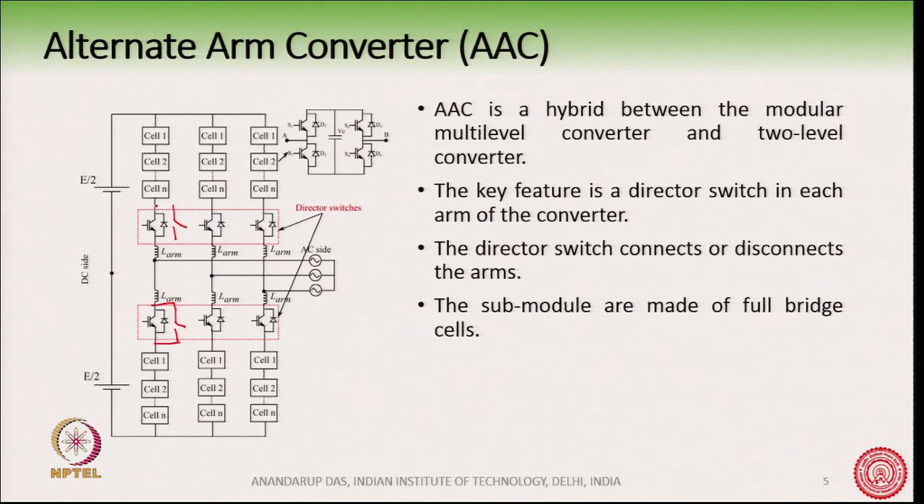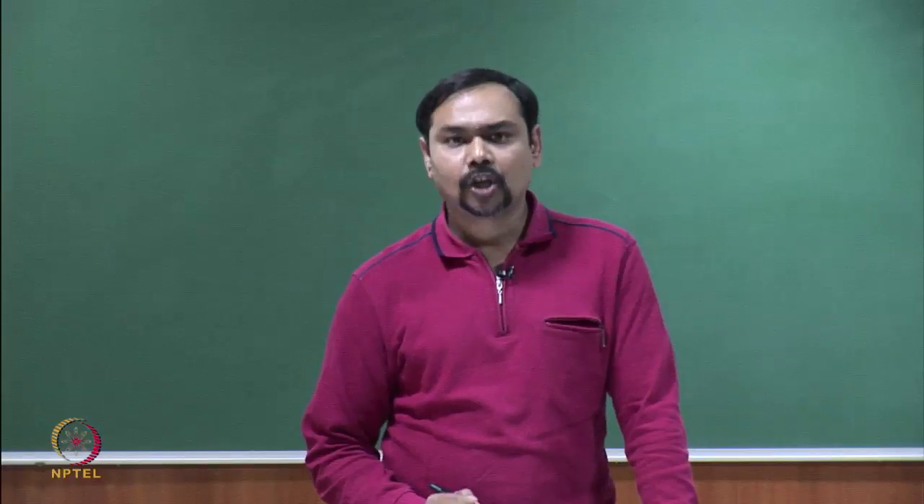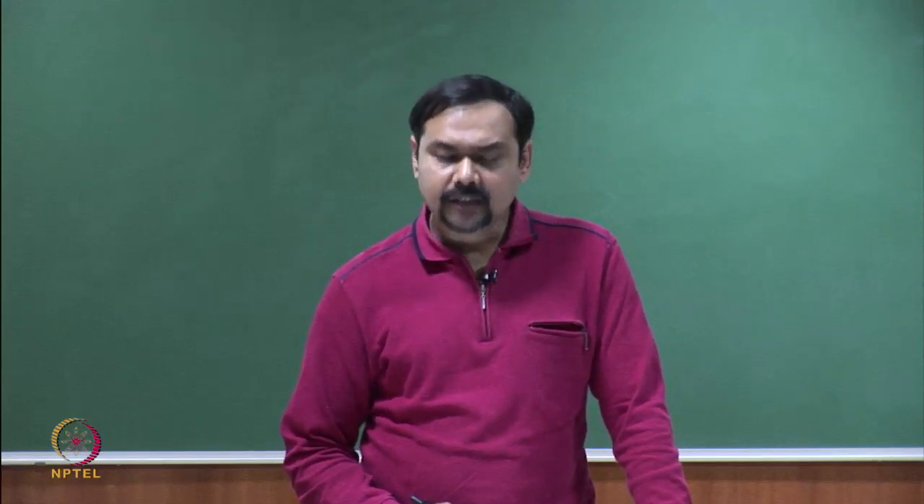Okay. This is a switch here. During the positive half of the AC waveform, we will use this upper director switch and we will open this switch here. In the negative half of the AC waveform, we will use this director switch and will open this one. So, the one arm is only used in one half of the AC cycle. Therefore, it is claimed that this topology will give us lesser loss as compared to the conventional MMC.